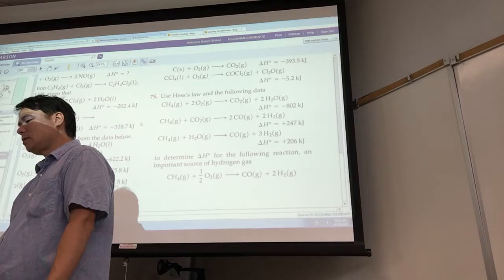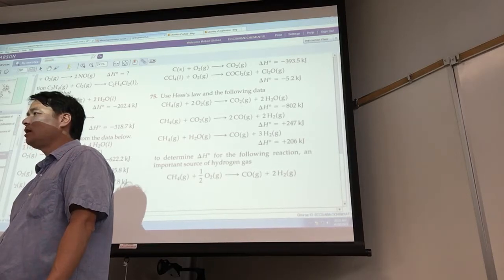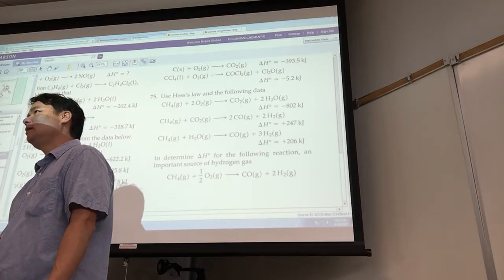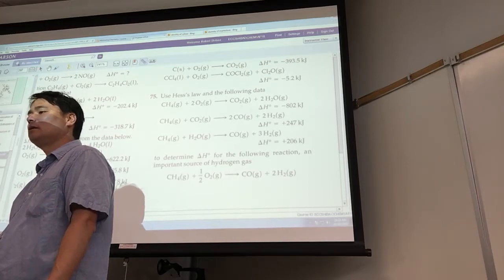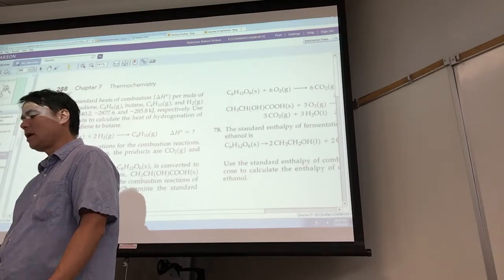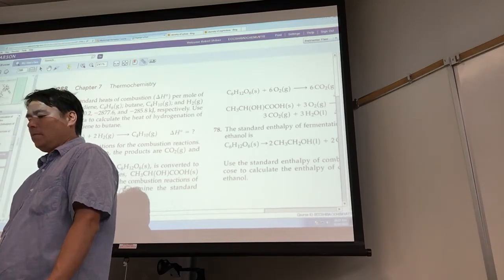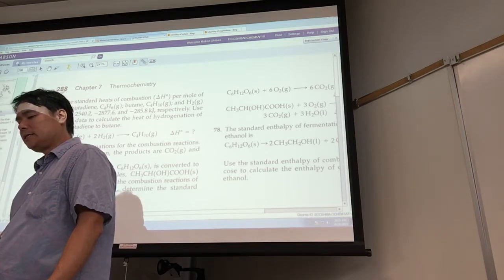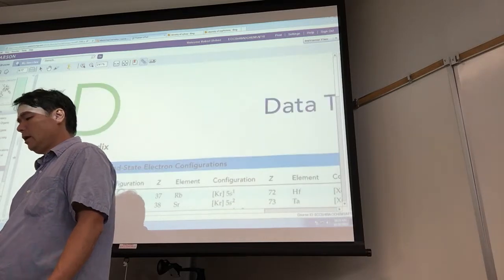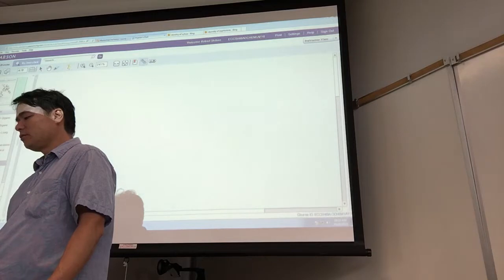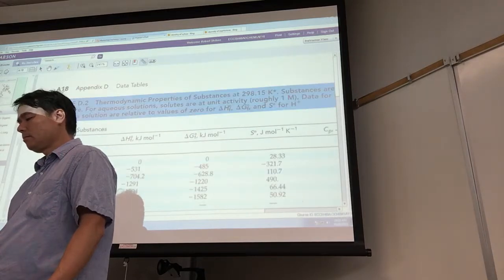Do you know what JANAF stands for? JANAF stands for Joint Army, Navy, Air Force. And they did lots of thermodynamic experiments collecting thermodynamic data. You could look there, but we're going to go to Appendix D. And in Appendix D, we have all these formation reactions here.